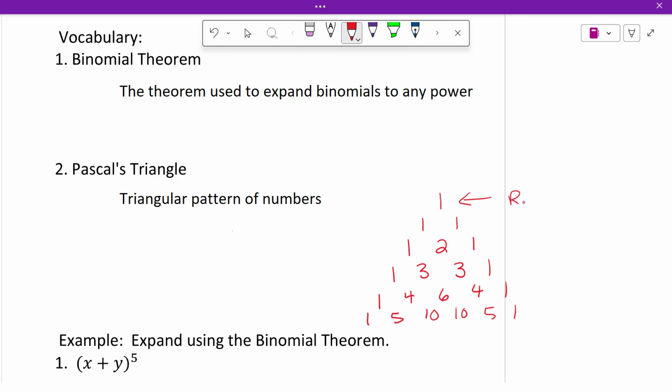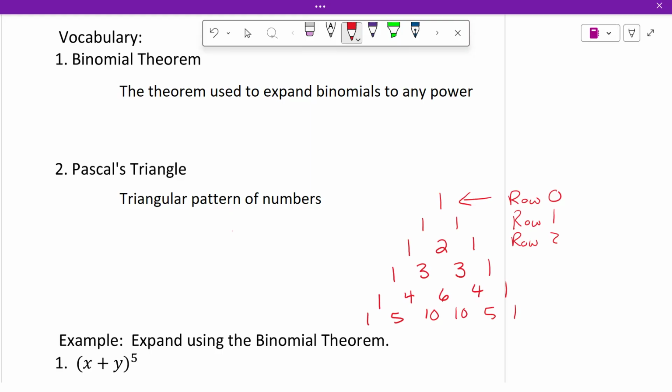This is called row 0. Not row 1, row 0. This would be row 1, row 2, and so on. Okay? So Pascal's triangle can help us with the binomial theorem, but we actually don't need it. Some of you will be able to bypass Pascal's triangle and go straight to the binomial theorem.